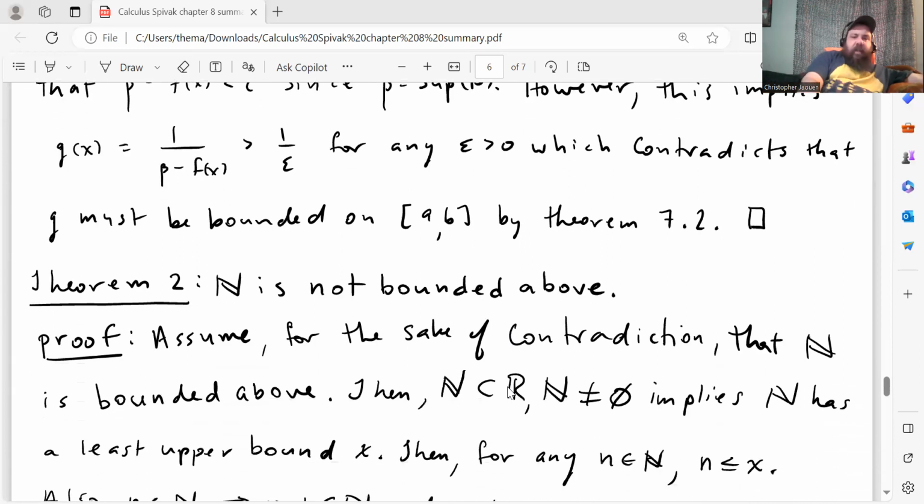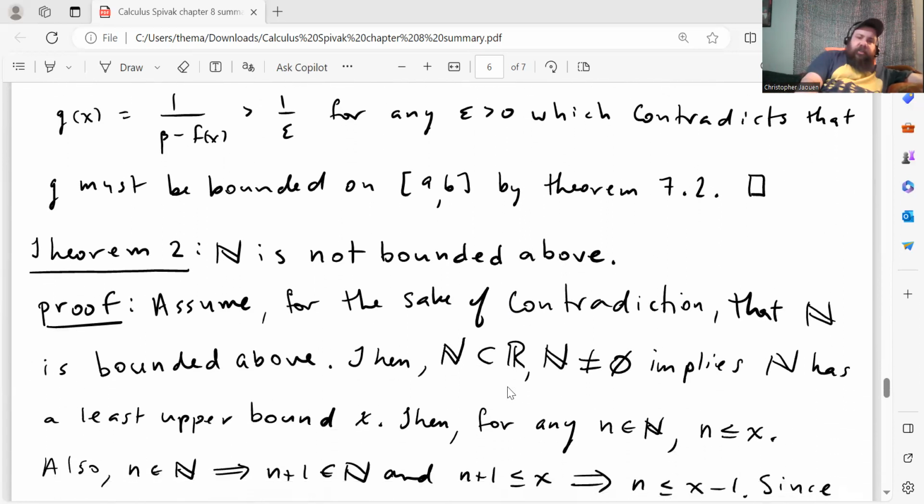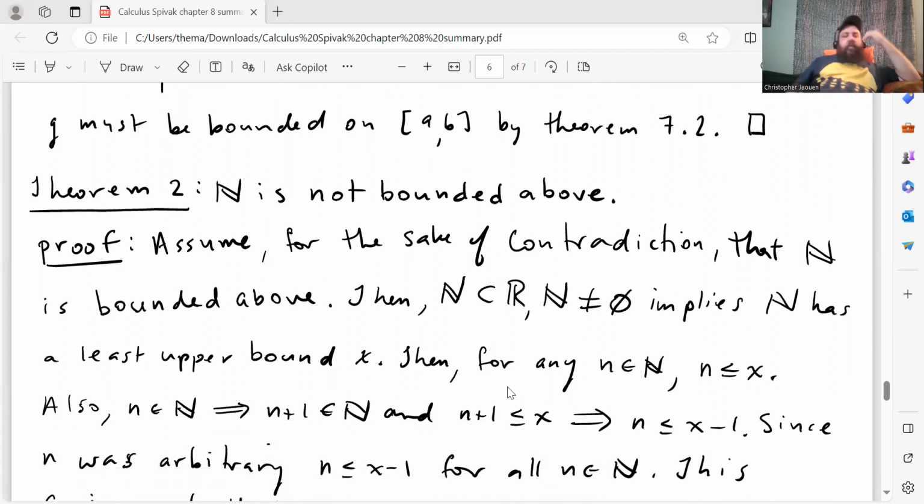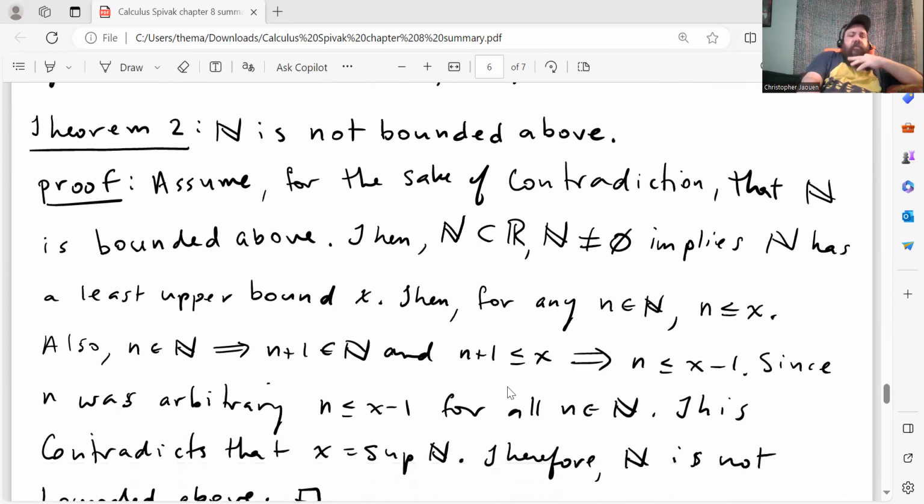Now we have them. There's a couple more things that he does in chapter 8 that are also needed, that are important for the real numbers, which is what's called the Archimedean property. But let's go through the theorems here. This is theorem 2 from chapter 8. And this theorem says that the natural numbers is not bounded above. So here's the proof. Again, it uses the least upper bound property.